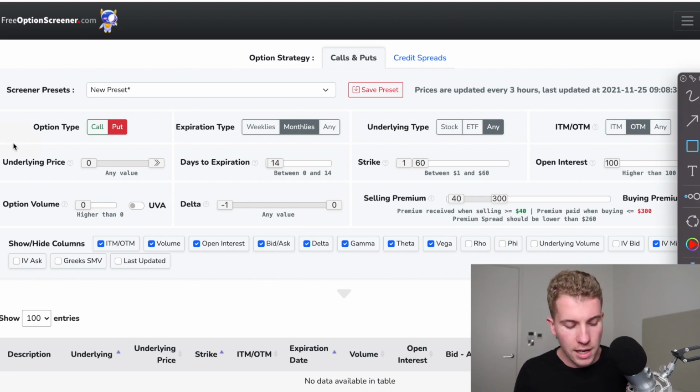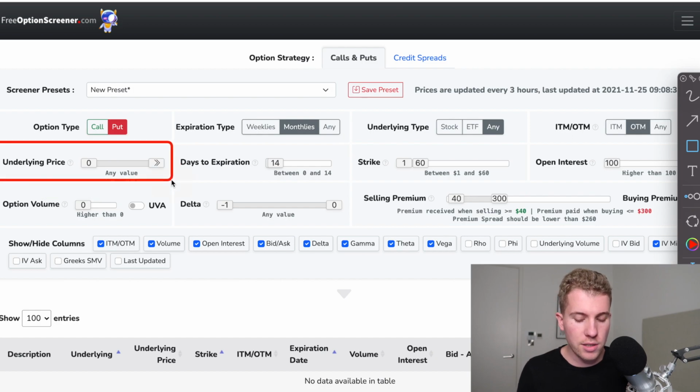And then after that, on the other side, we have the underlying price. The underlying price is quite interesting. I think it's quite an important filter, because very often what you're going to see is that the more expensive the stock, the more expensive the options. And the more expensive the options, for example when you buy or sell them, the more capital you're going to need to have.